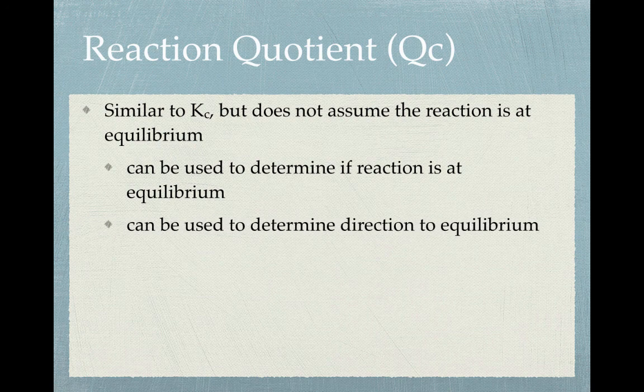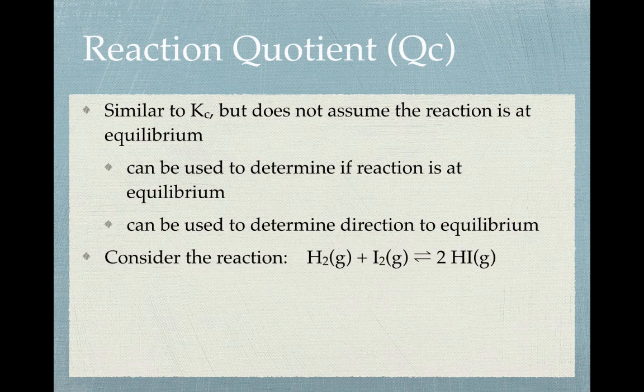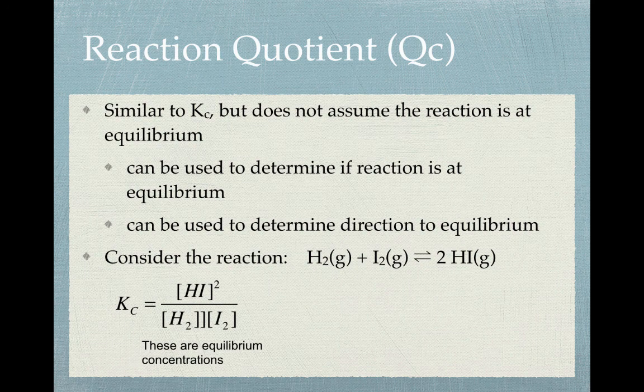So we can use the value of Kc to determine which direction that reaction has to move to reach equilibrium. Well, let's look at a reaction here, H2 plus I2 going to HI. We would write an equilibrium constant expression here as Kc is equal to [HI]^2 over [H2] times [I2]. And again, because this is an equilibrium constant expression, we are assuming that those concentrations there are equilibrium concentrations.